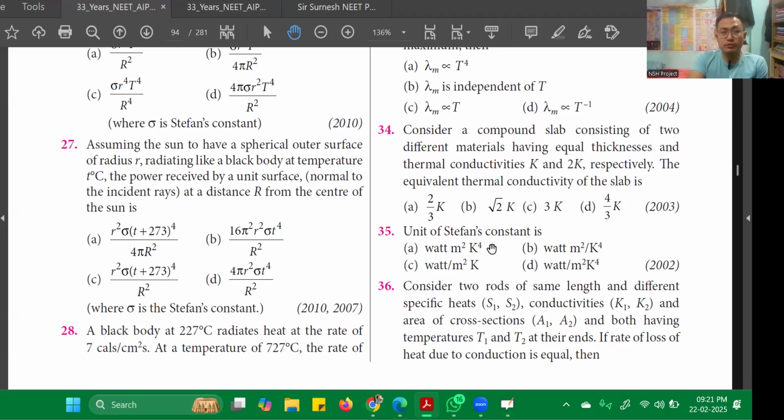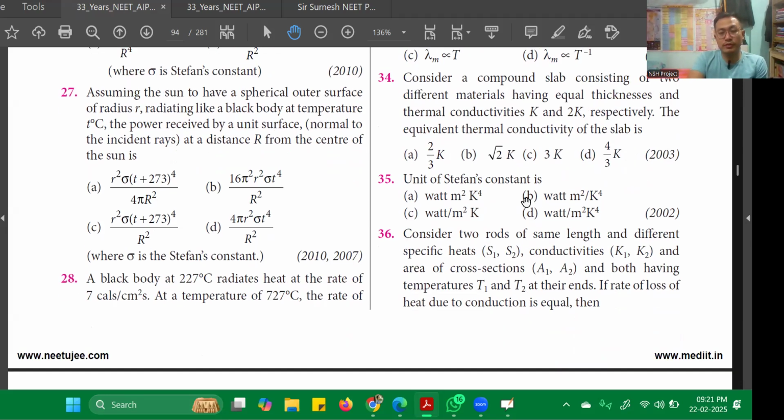So unit of Stefan's constant. Stefan's constant ki unit kai hoini. Power per unit area and to the power 4 divided by. So power by option number kai tarni.